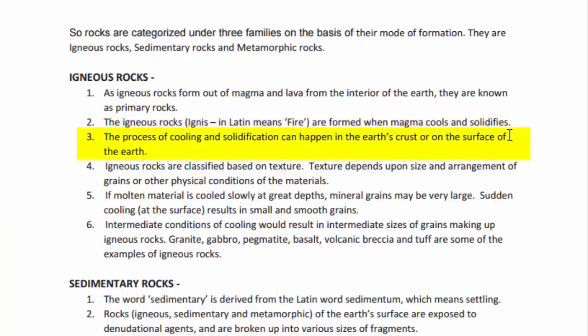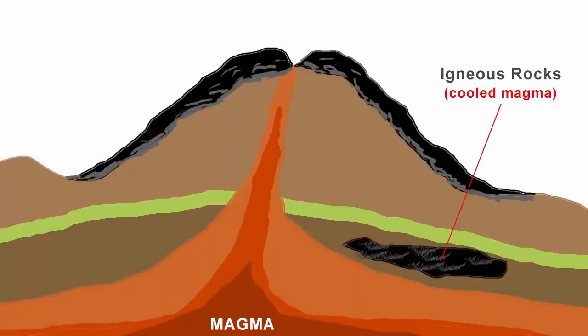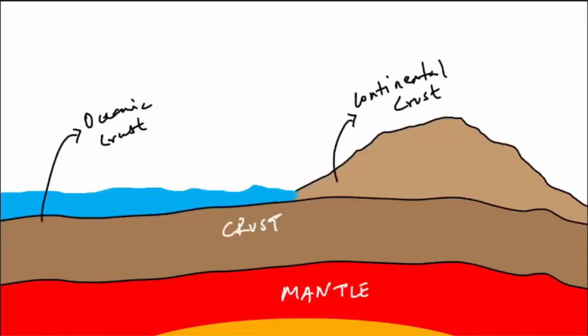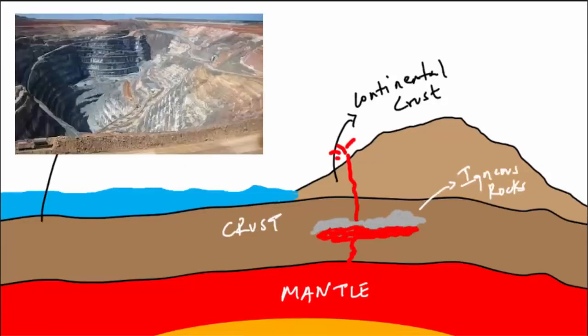The process of cooling and solidification can happen both in the Earth's crust as well as on the surface of the Earth. We now know that igneous rock is formed from cooling down of magma. But you need to understand this. When magma comes out of the mantle, it can sometimes just stay under the crust. It need not get out on the surface. Sometimes magma just cools down under the crust itself. That's why during open cast mining, large chunks of igneous rocks are found.